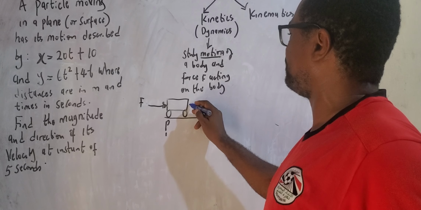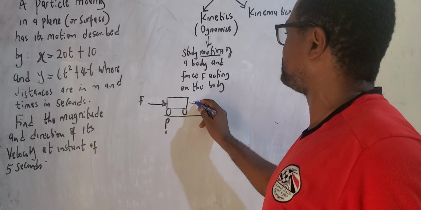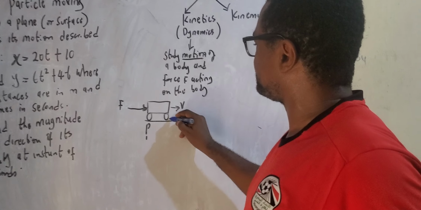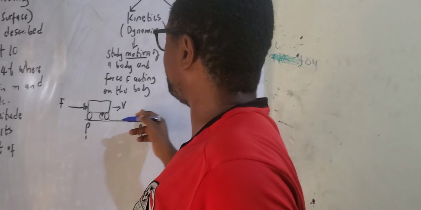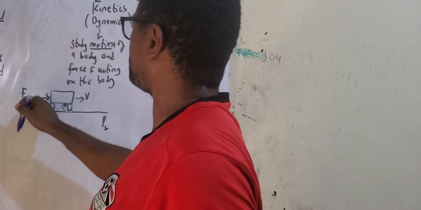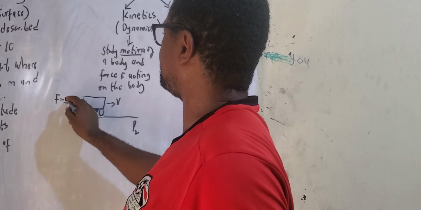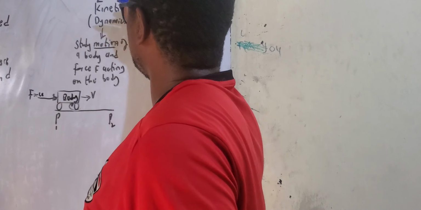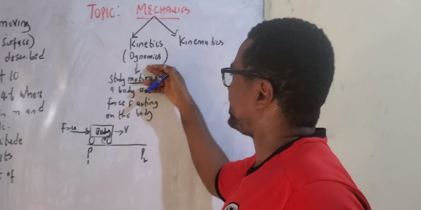Let's say the velocity of this body as it's moving in this direction is v. So as this body is moving in this particular direction, there is a motion. When we study the motion of this body and the force F that is acting on this body, then we are studying what is called kinetics or dynamics.